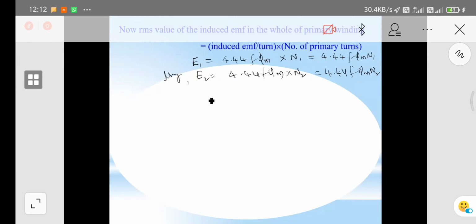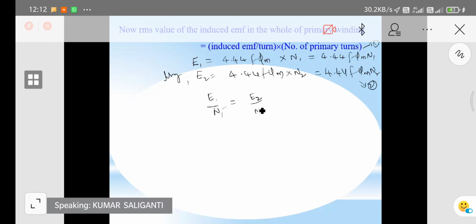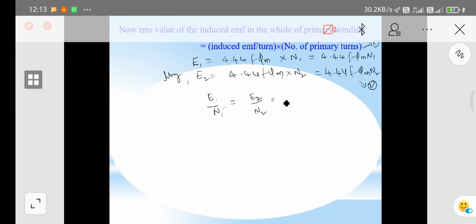So from the first one and the second one, E1 by N1 is equal to E2 by N2, which is the EMF per turn. It is the same thing here, a constant, 4.44 f Φm. So this is nothing but the voltage transformation ratio. Otherwise, you can take E2 by E1, which is N2 by N1, that is equal to K.